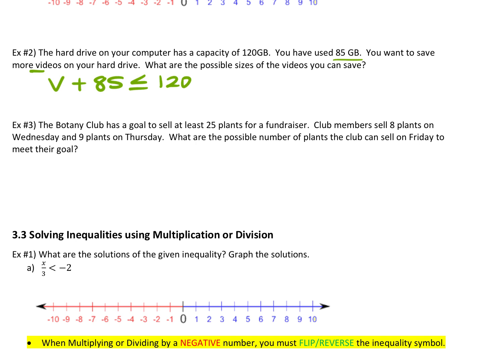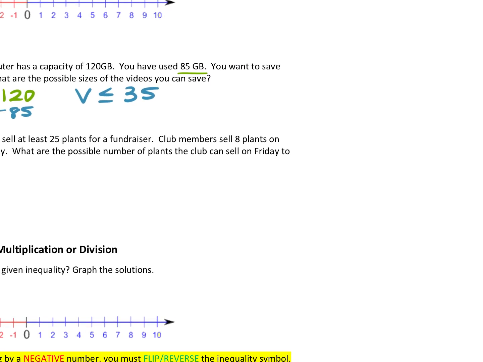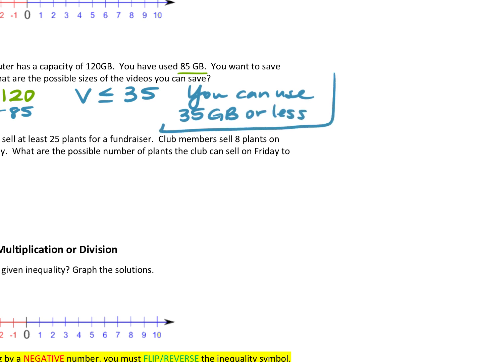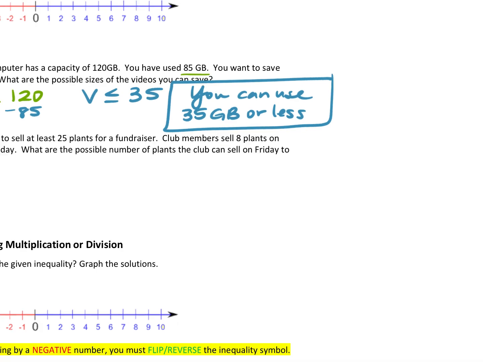And then how do you solve that? Take away 85. So V is less than or equal to, when you subtract that, 35. So that means what? There's 35 gigabytes left. So you may use 35 or less gigabytes of space. And if you haven't figured this out already, I'm super picky on word problems that you explain what you're doing. So explain it. You can use 35 gigabytes or less for your videos.